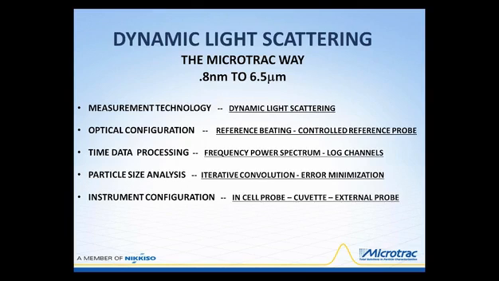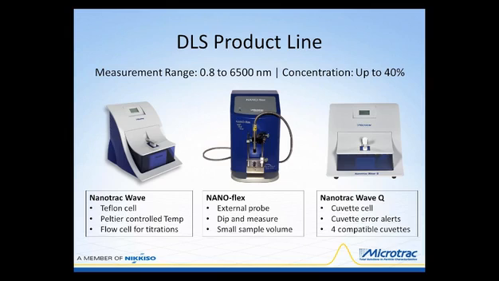So just to introduce our DLS product line. As Dr. Fruit mentioned, we can go from 0.8 nanometers to 6,500, and we can measure materials with a concentration up to 40%. On the left is the Nanotrac Wave that features a Teflon cell, sample volume of about 250 microliters. That also features a Peltier-controlled temperature device, so you could either heat or cool your material and see how that affects the particle size.